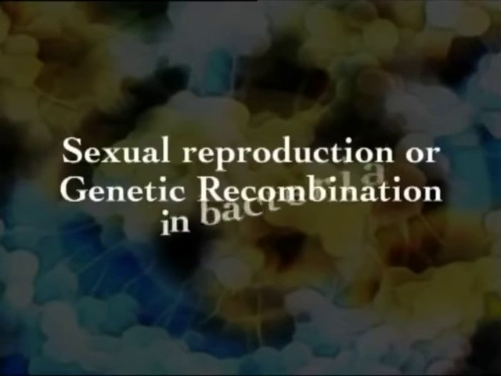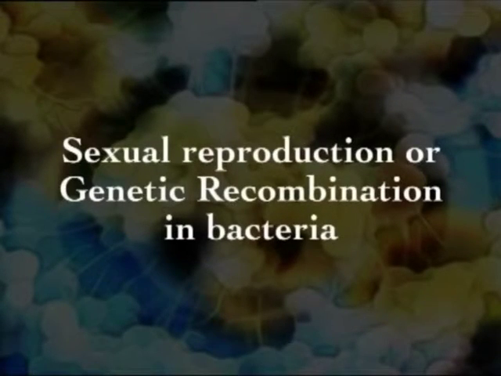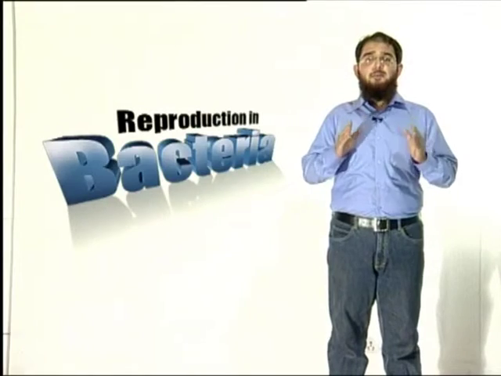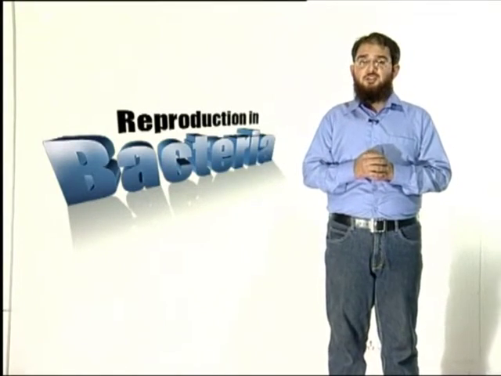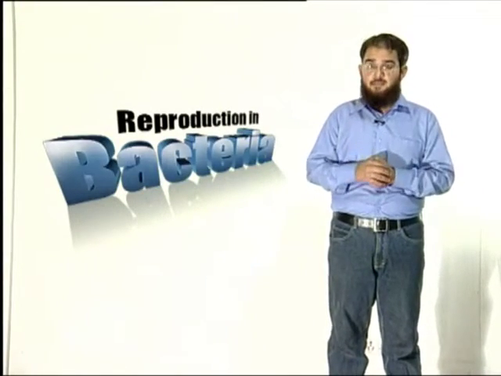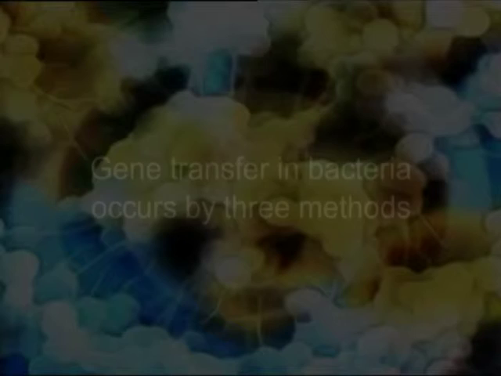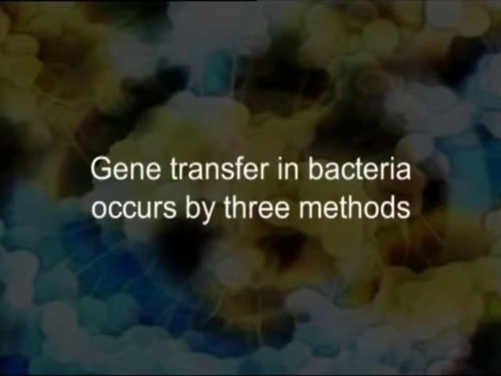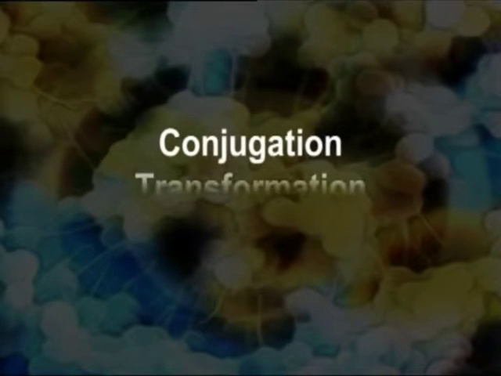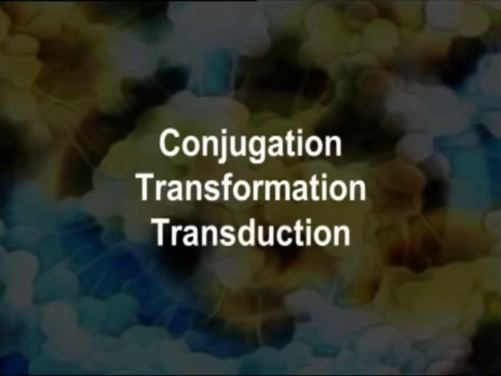Sexual reproduction or genetic recombination in bacteria. Typical sexual reproduction through the agency of gametes is absent in bacteria. There is no fertilization and meiosis. However, the gene transfer in bacteria occurs by 3 methods: conjugation, transformation, and transduction.